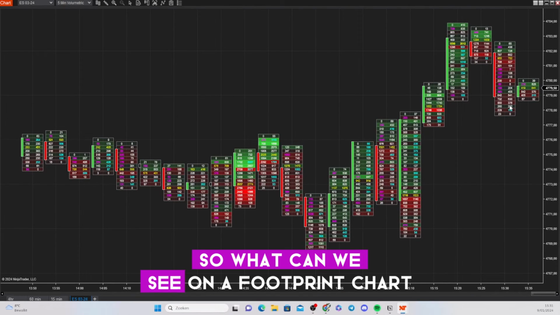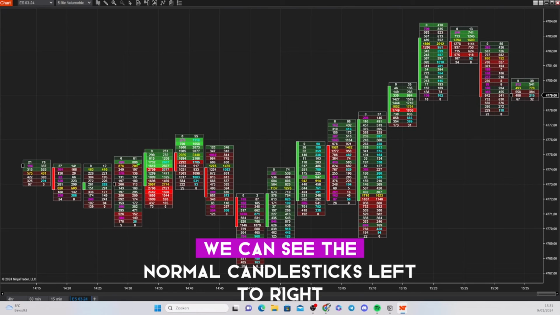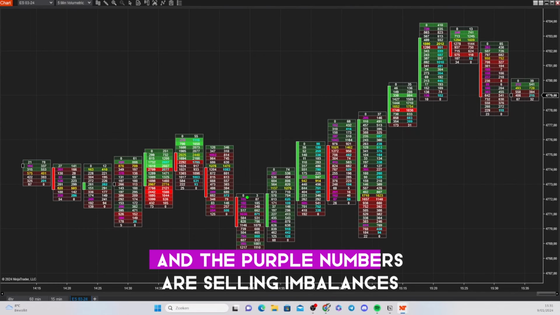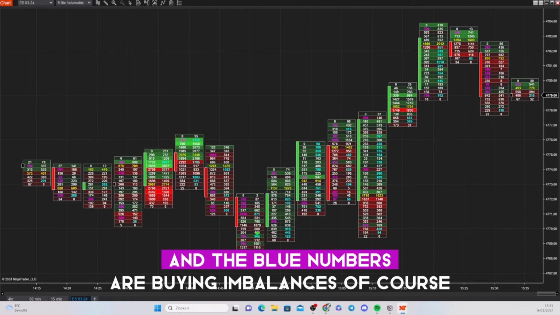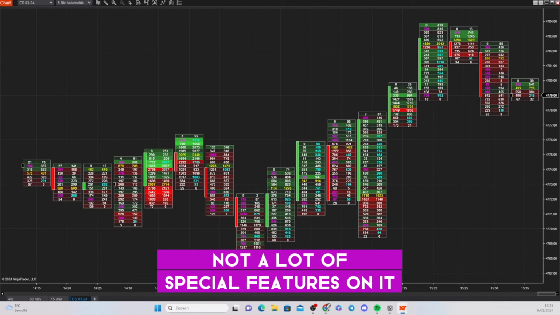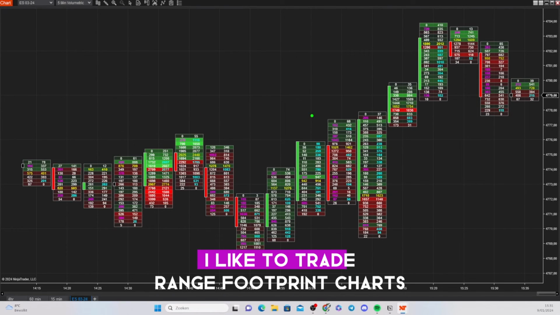So what can we see on a footprint chart? It is very easy. We can see the normal candlesticks, left to right, like here. And then we can see the numbers, and the purple numbers are selling imbalances, and the blue numbers are buying imbalances. Of course, this is a very basic footprint chart with not a lot of special features on it. I don't like to trade timed footprint charts. I like to trade ranged footprint charts.